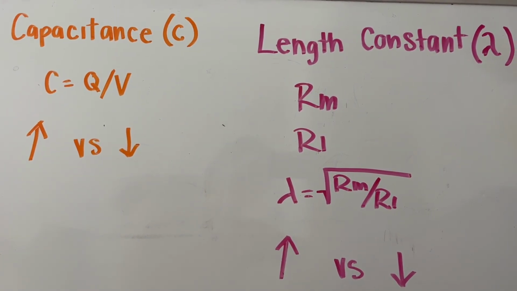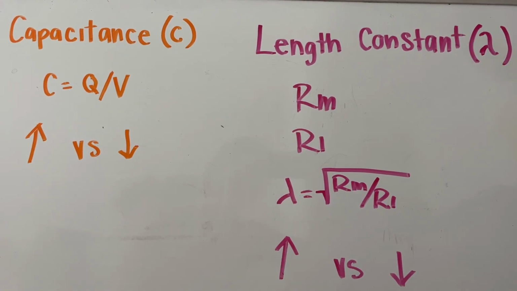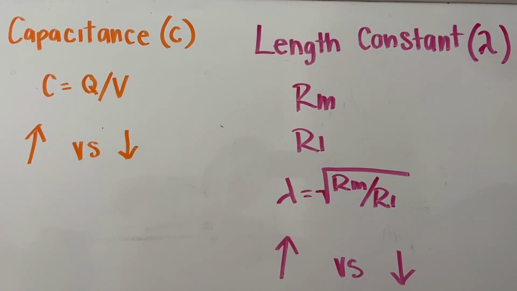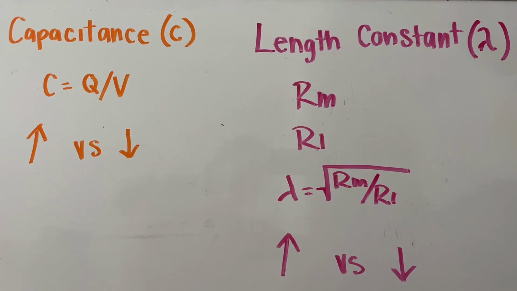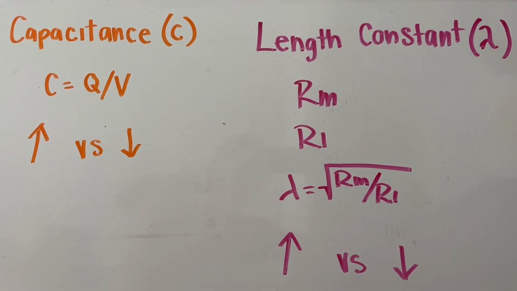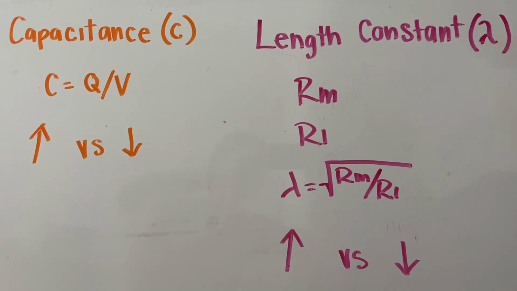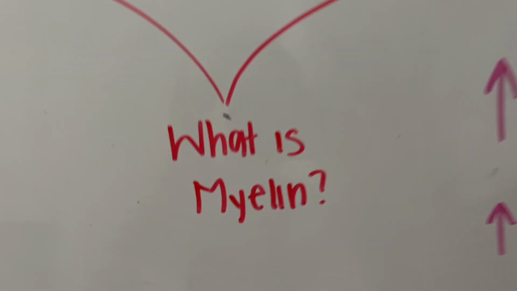There are a lot of things that can affect and change your capacitance and length constant. We're going to talk about a very specific one in the next couple minutes. If we go back to capacitance for a minute, capacitance does have a lot to do with permittivity, and there's a formula for that. It has to do with the surface area and the distance between charges.